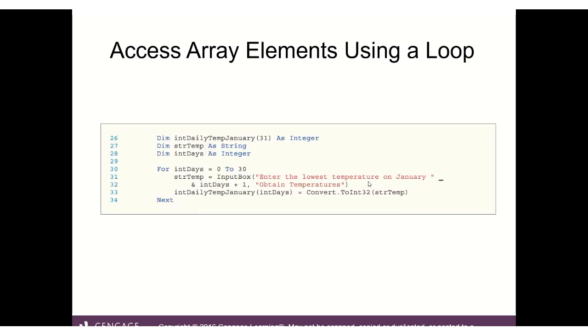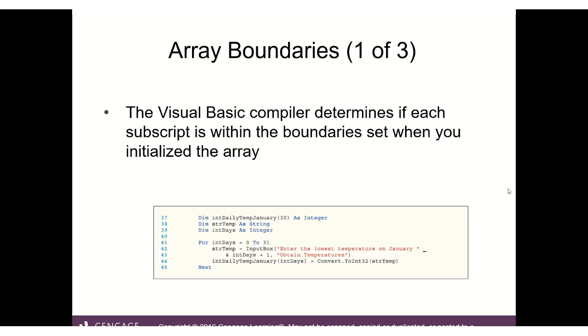After the array has been initialized, specific values can be assigned to each element, replacing the default value for each item. As for example here, if you have an array with some default values, you can have an input box and say enter the lowest temperature in January, and then you can put it in this way. You can replace the default value with something.